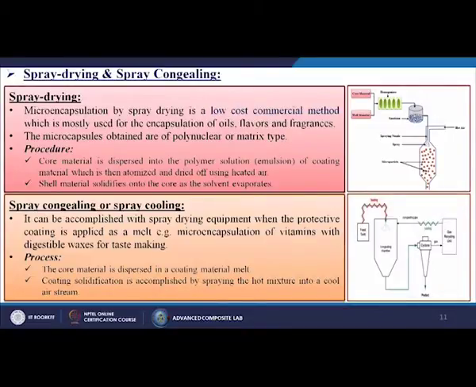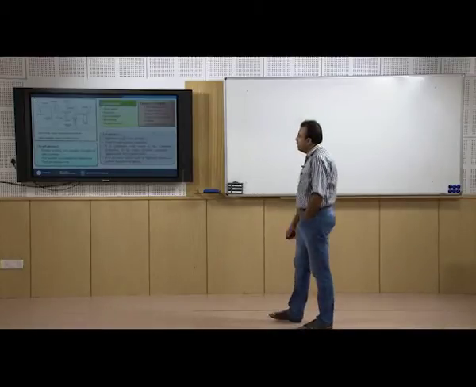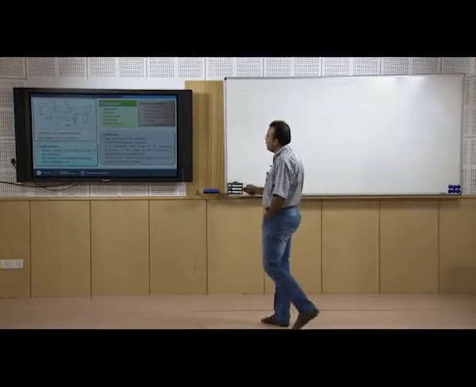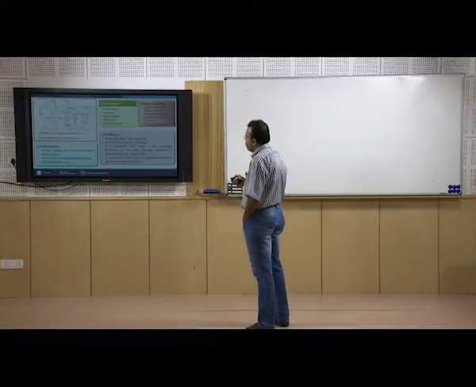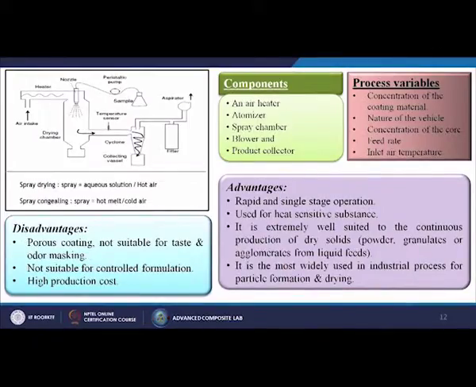So, here the two methods are more or less the same, only the approaches are different. So, this is called spray drying, in which the spray is an aqueous solution with hot air. Spray coagulation, the spray is a hot melt with cold air. So, here only this is the difference. One case we are using the aqueous solution with hot air, another case we are using the hot melt with cold air. So, here the components are an air heater, atomizer, spray chamber, blower and product collector.